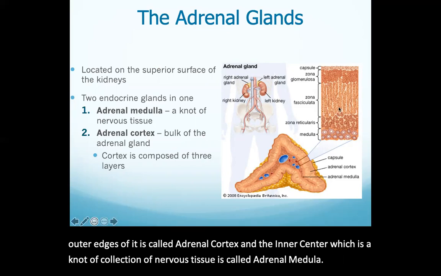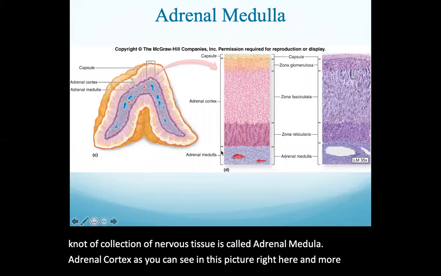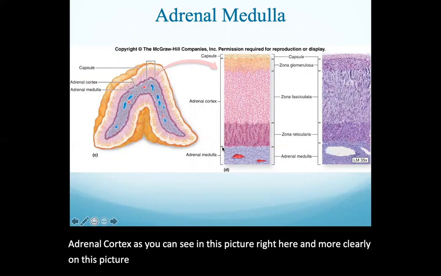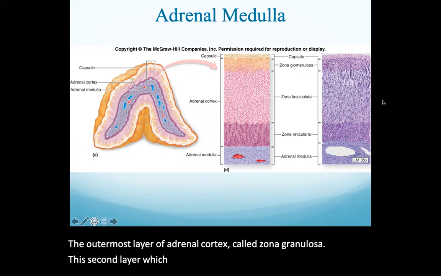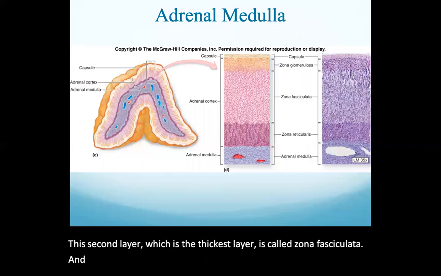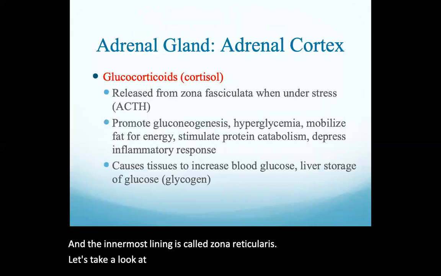Now, the adrenal cortex, as you can see in this picture right here, and more clearly on this picture, is broken down into 3 layers. The outermost layer of the adrenal cortex is called the zona glomerulosa. The second layer, which is the thickest layer, is called the zona fasciculata. And the innermost lining is called the zona reticularis. Now, let's take a look at what each of these layers of the adrenal cortex produce.